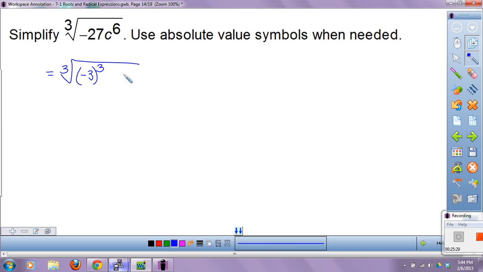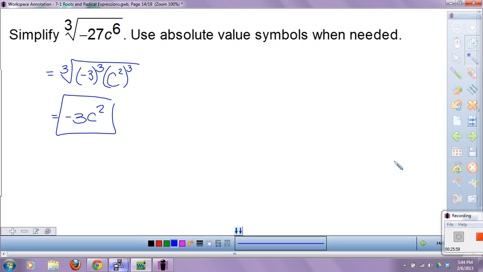Then this would be c squared cubed, because you multiply the exponents. 2 times 3 gives you 6. That's c to the 6. So the cube root of this would be, the cubes cancel out, so that's just negative 3. And again, your exponent 3 and the cube root cancel out, and you just get negative 3 c squared. Again, no need to worry about absolute values because you're taking an odd root of something. All right, last quick check for this one.